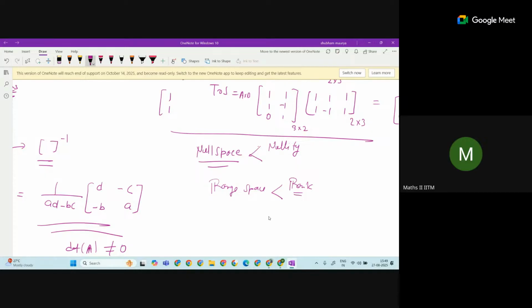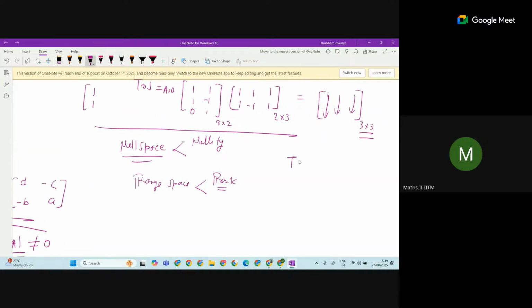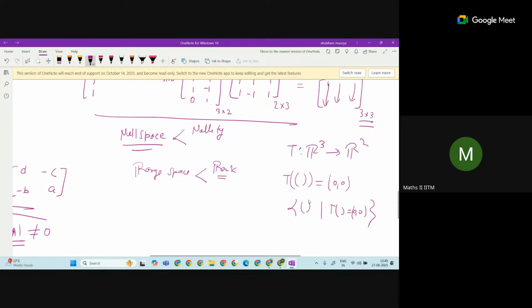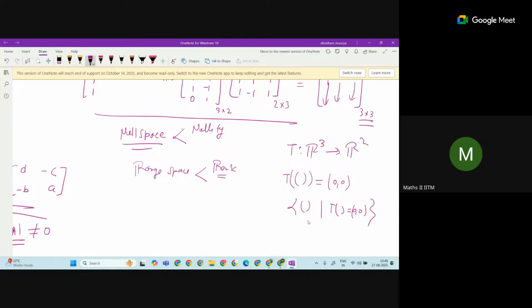So if you have a linear transformation from, let's say, R3 to R2, there is some set of vectors whose image is always 0. If you collect all those vectors which have 0 as their image, they form a subspace, and that is called your null space.